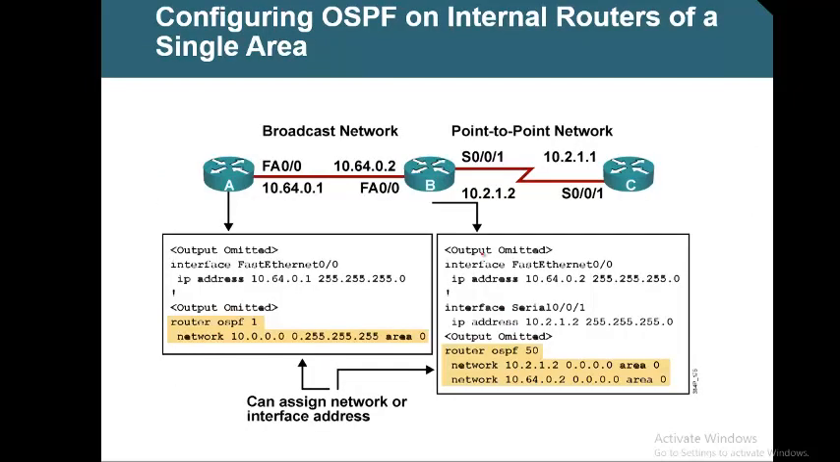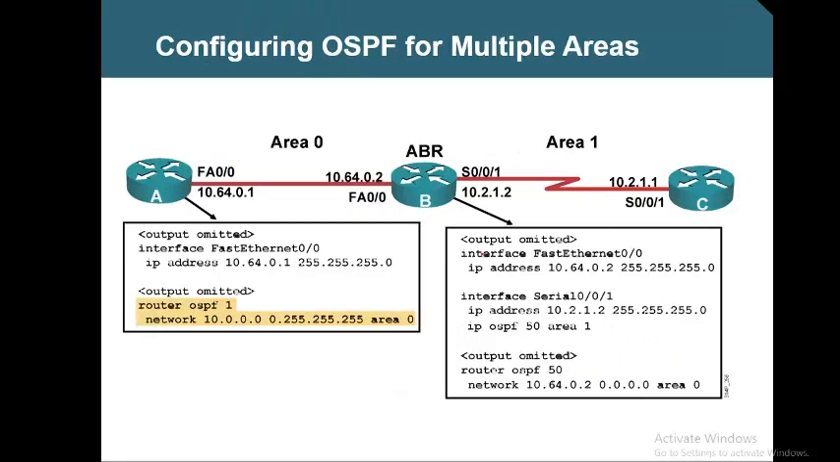So if you see here, or straight on the interface, you go and say ip ospf 50 area 1. But for this interface, what you have done is you have gone to the classical method, router ospf 50, network 10.6.40.2, and you are saying all four octets should match. That's why you say 0.0.0.0. All 32 bits should be matched. It's a member of area 0.